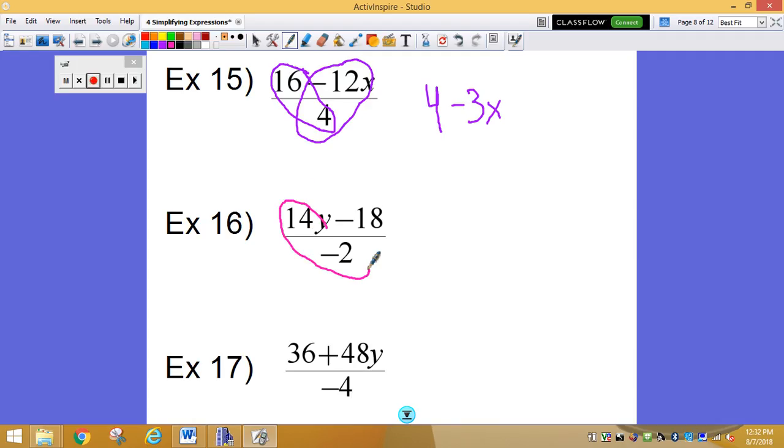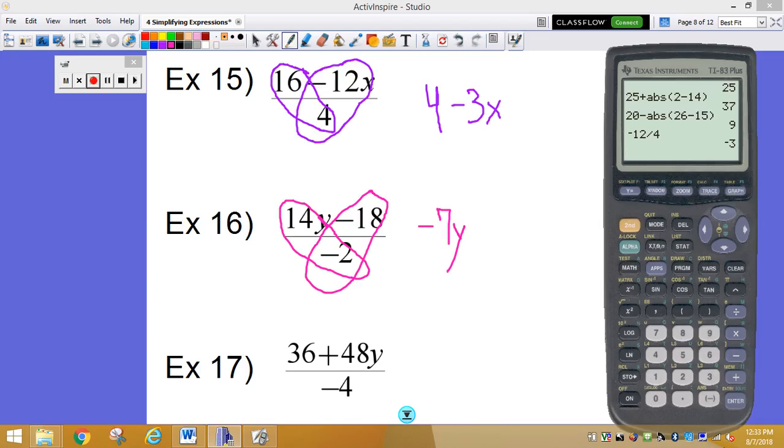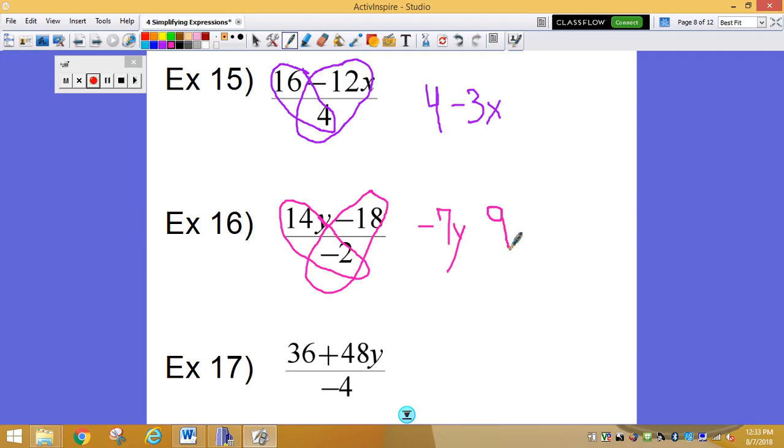So I'm going to start dividing here. 14 divided by negative 2, that's negative 7. And because the 14 had a y, the negative 7 will also have a y. Now I'm going to divide here. I'm going to type this in just so that you can see. I'm going to do negative 18 divided by negative 2, and I got a positive 9. And if we get a positive, that means it's going to be a plus. So again, one more time. Pause it. I want you to try example 17, and then we'll check your answer.